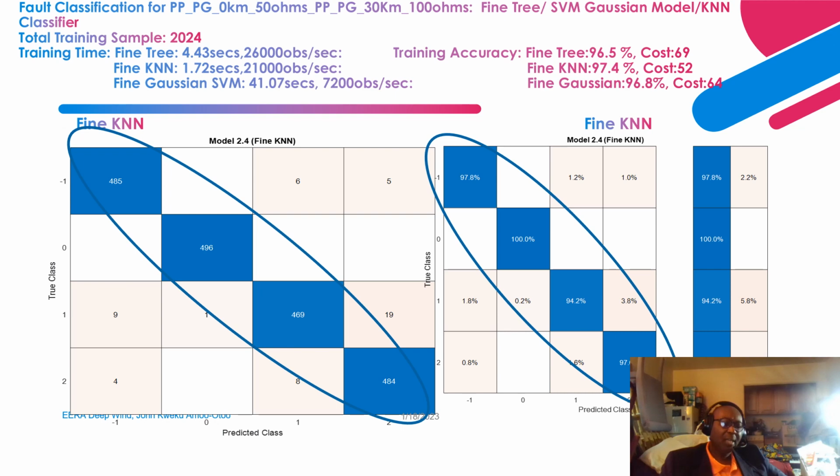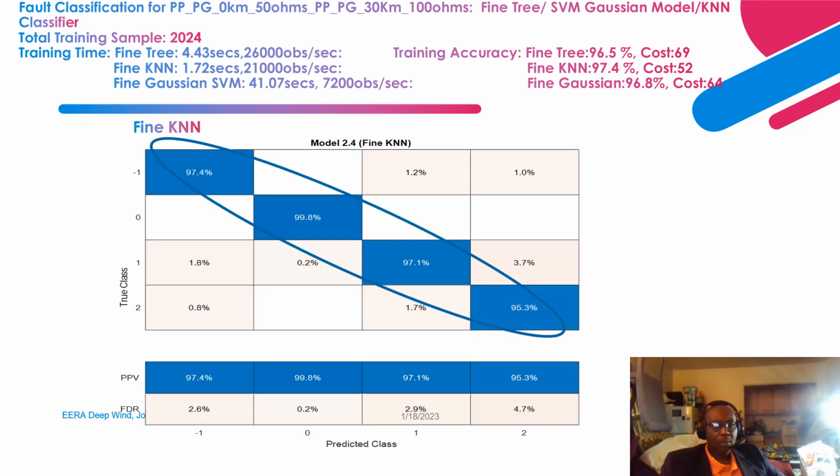As you can see, looking at the diagonal, the diagonal elements tell me how the algorithm was able to correctly predict the actual data. Over here, 485 elements, it was able to predict correctly; 486 data, 469 data, 484. So percentage wise, this is the confusion matrix. The confusion matrix gives you different data visualization, and this is one of the data visualization elements.